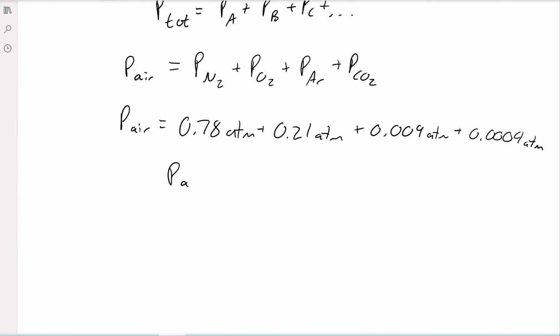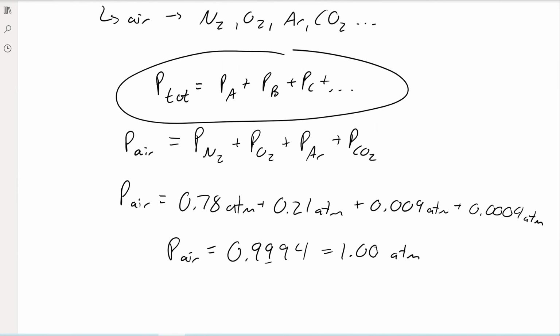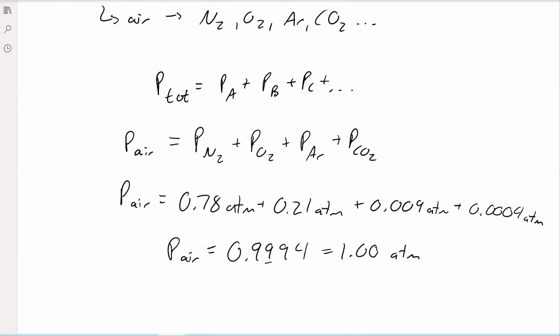And so then if you think about what the pressure of the air is, you just sum them all up. So it's 0.99994. We only have 2 sig figs, so it adds up to 1 atmosphere, which is what we would expect. Again, very simple, just that the total pressure is the sum of its parts.